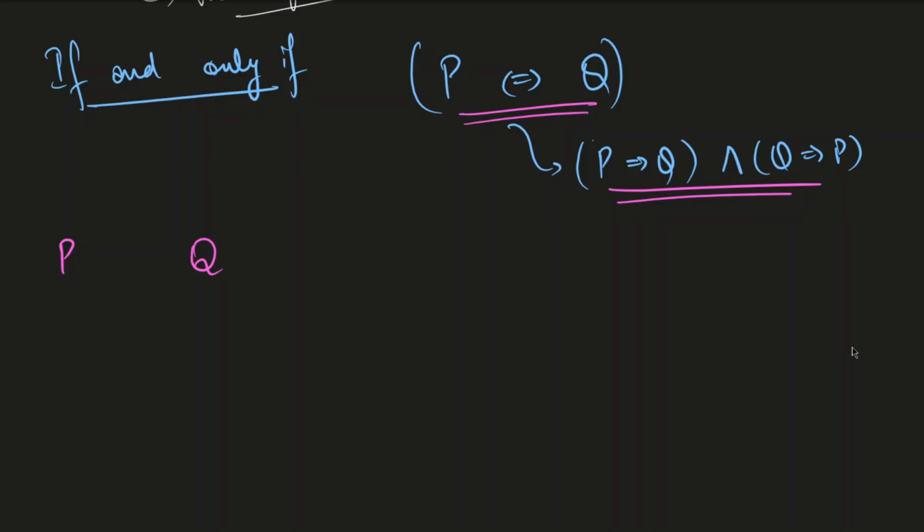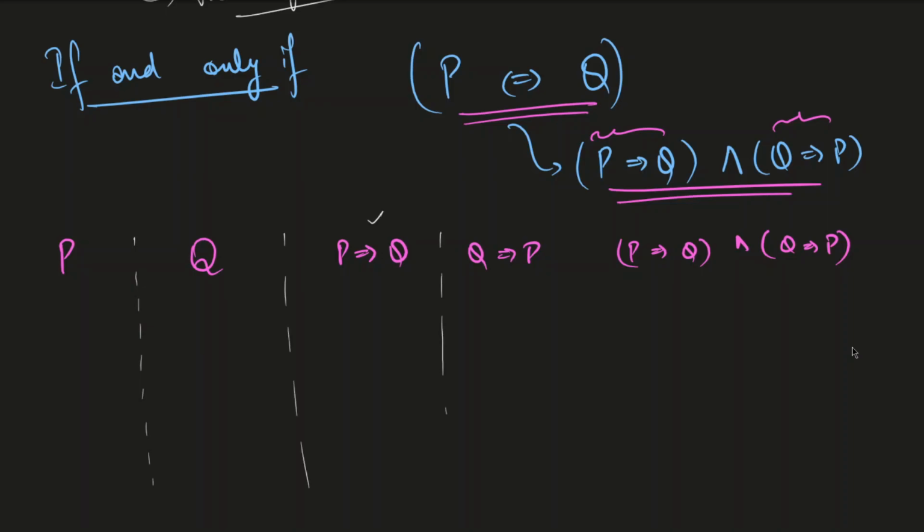So let's break this up. Let's call this P implies Q, and this Q implies P, and this is P implies Q and Q implies P happening simultaneously. So we evaluate P implies Q first, then Q implies P, and then we take the AND statement. So if we have true, false, true, false, false, false, true, true, what do we get?